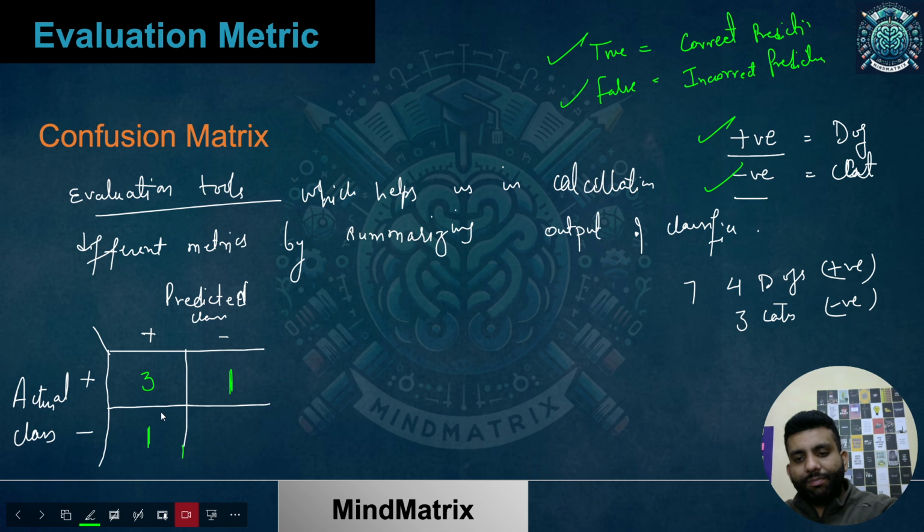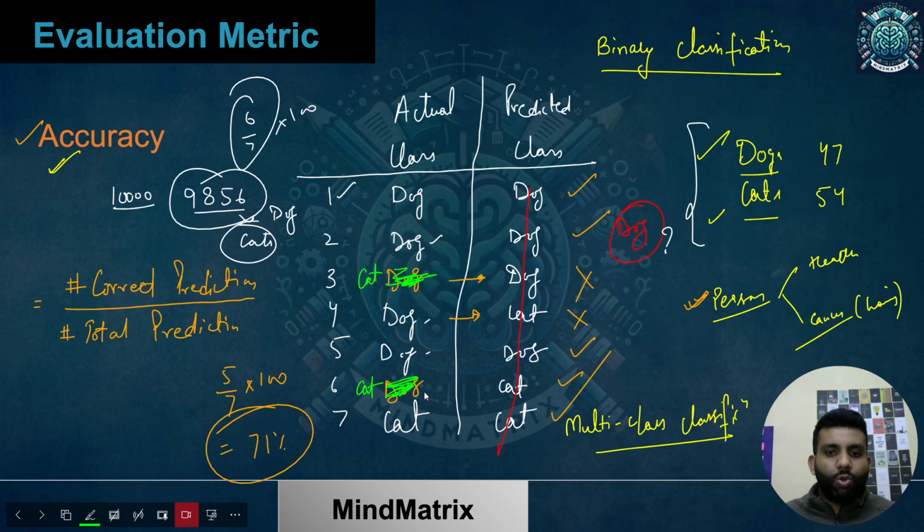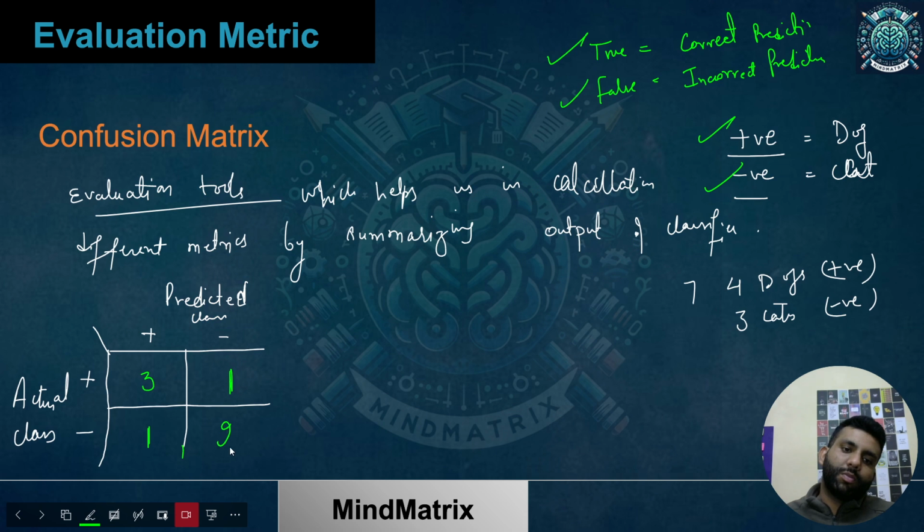What else do we have? Negative class predicted negative class. So cat predicted to be cat. So yeah, this was fine. This was fine. 2. So you can see this is the confusion matrix.